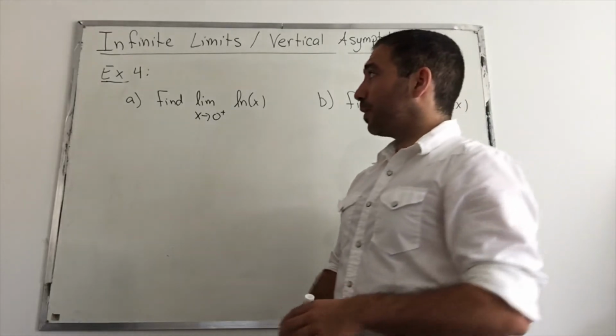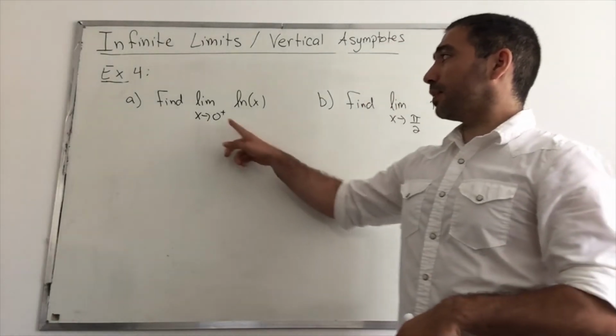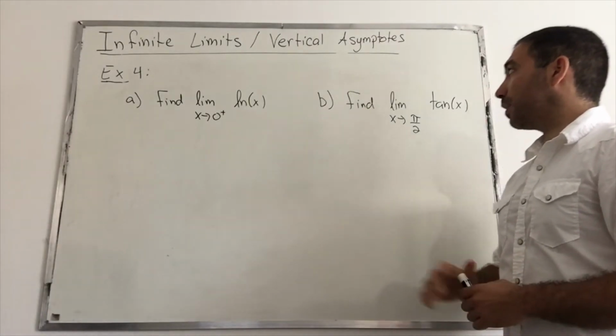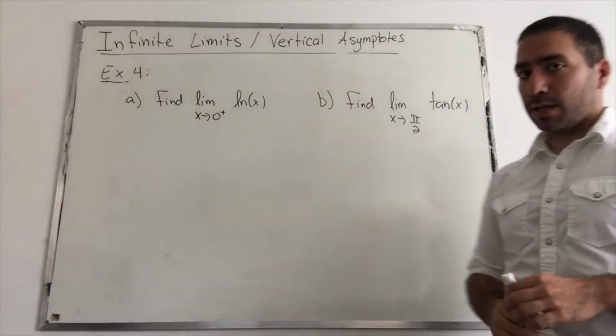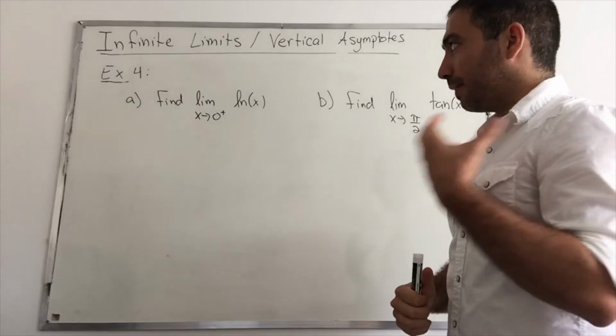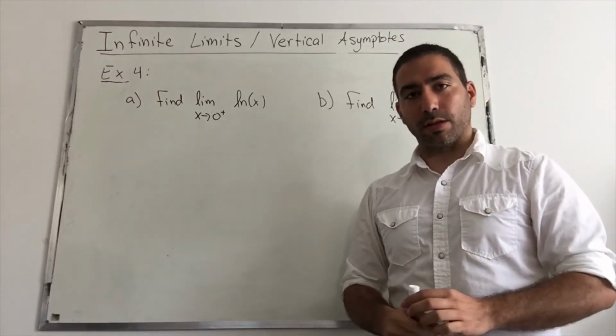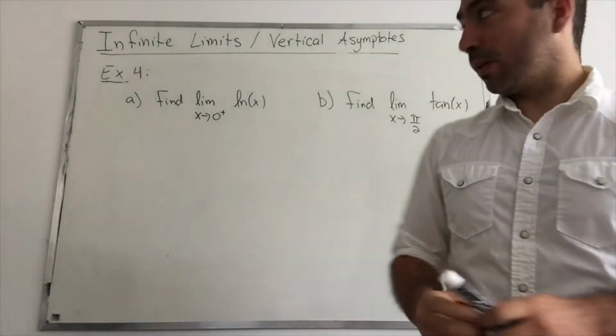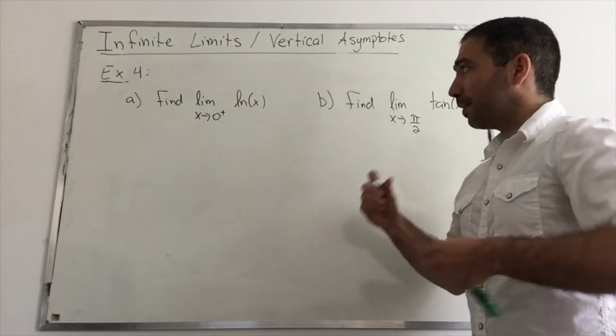Okay, so in this example here, we're asked to find the limit as x approaches 0 from the positive side of ln of x, and part B, find the limit as x approaches pi over 2 of tan of x. These are examples where they give us functions that we just have to know what they look like. Okay, so just as a reminder, this should have been seen in high school math.